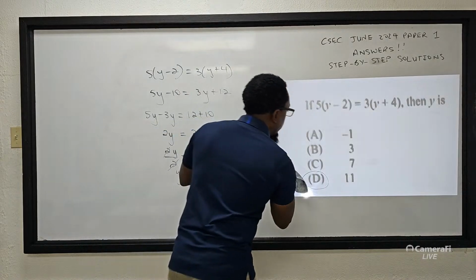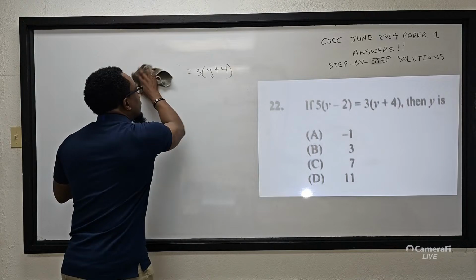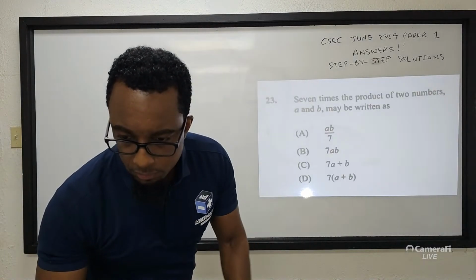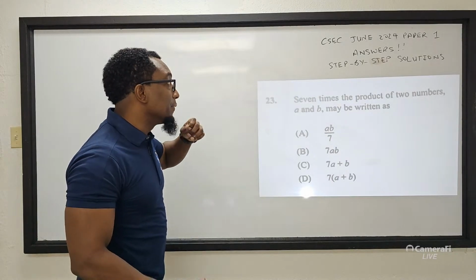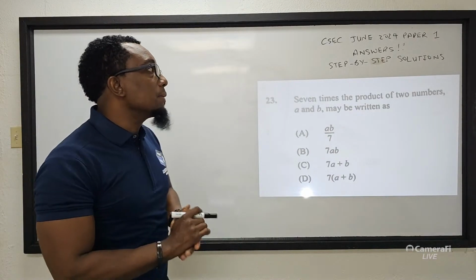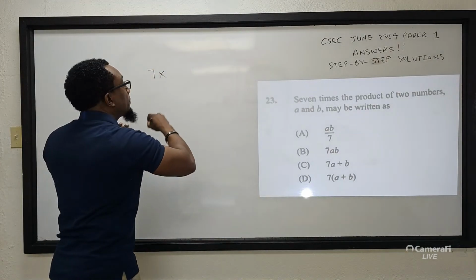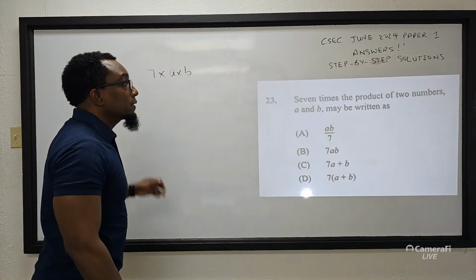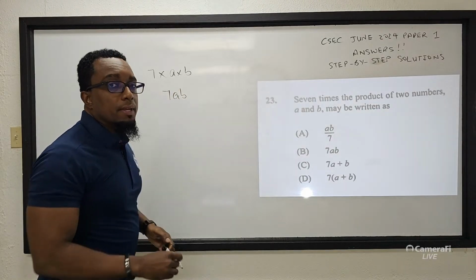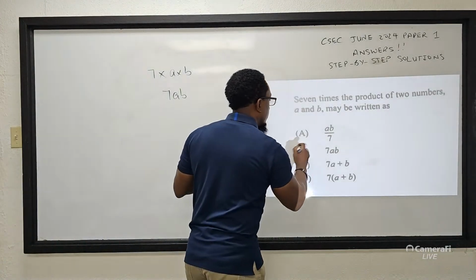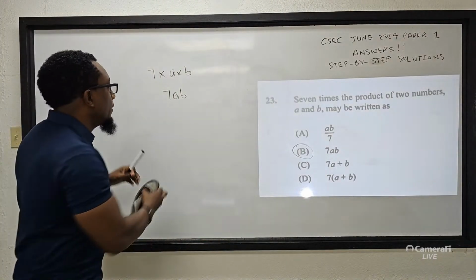So let's look at question 23. Again, another question we did before, we also did that in the review exercise. So 23: 7 times the product of 2 numbers A and B will be written as? 7 times, of course, means to multiply. Product also means to multiply. Product of A and B. So 7 times the product of A and B can be written as 7AB. Yeah? Whose answer there is B.